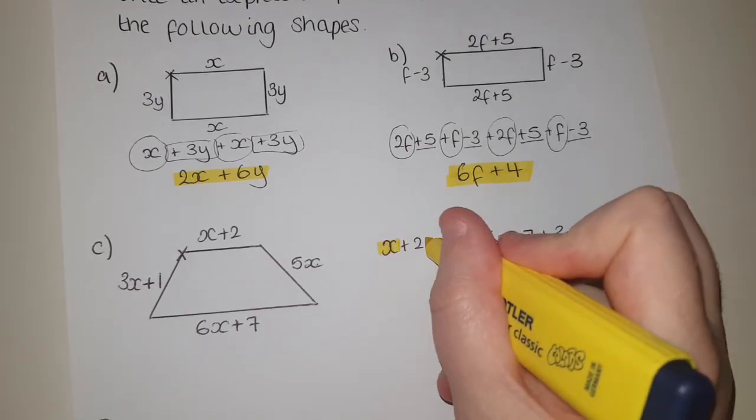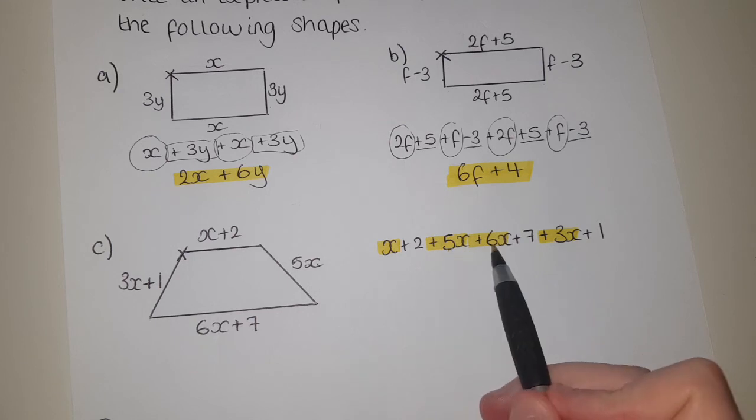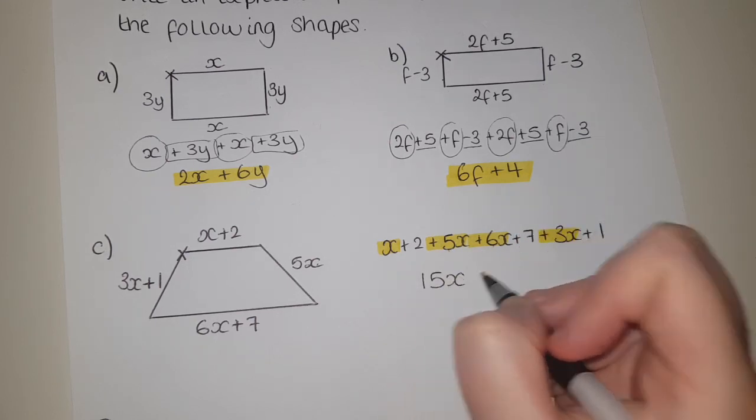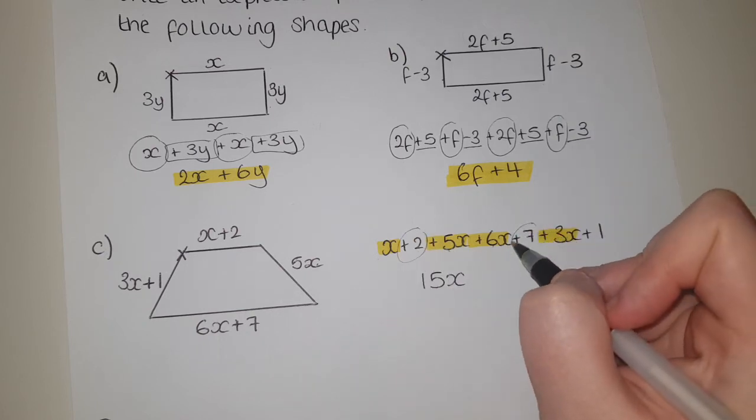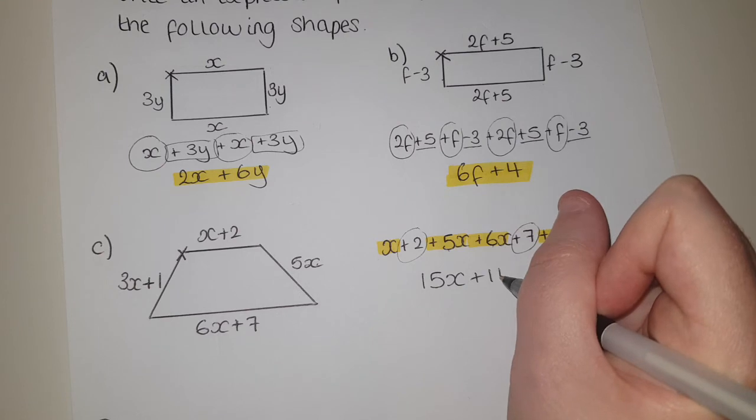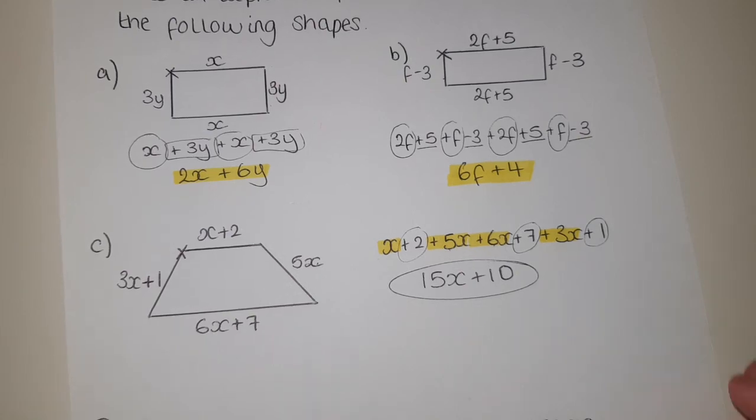So I've got x, plus 5x, plus 6x, and plus 3x. So that's 1 plus 5 is 6, plus 6 gets me to 12, plus 3 gets me to 15. And then I've got a positive 2, positive 7, that gets me to plus 9, plus another 1 is plus 10. And that's it, 15x plus 10.